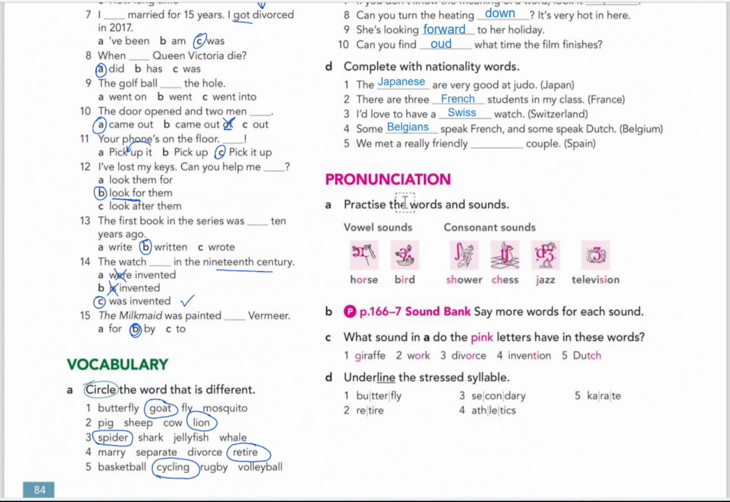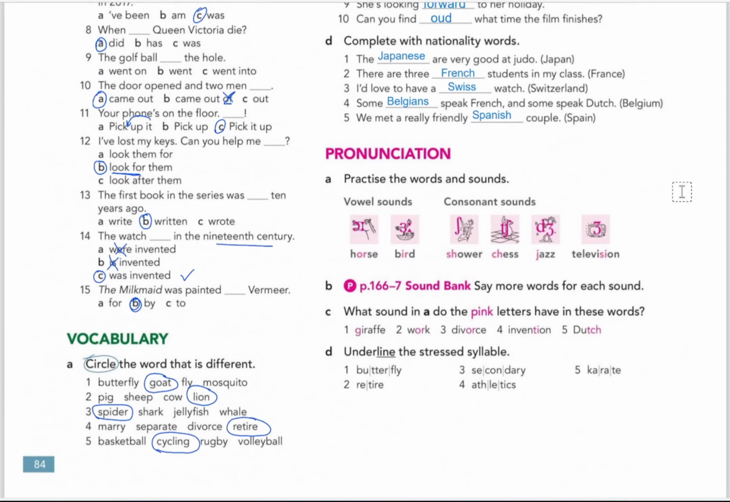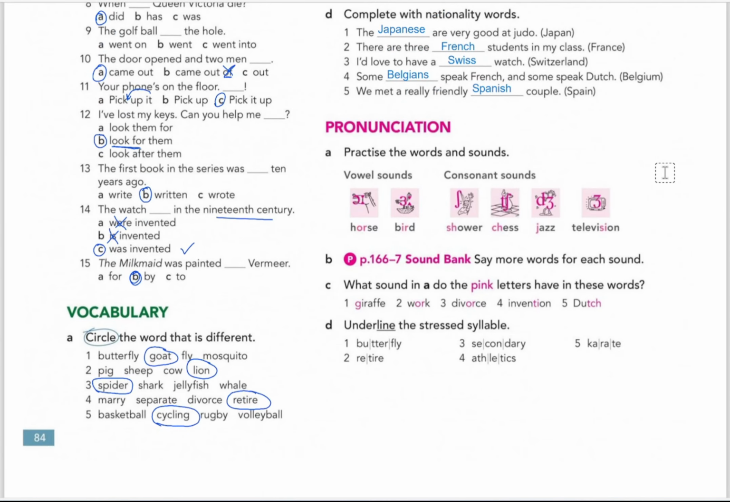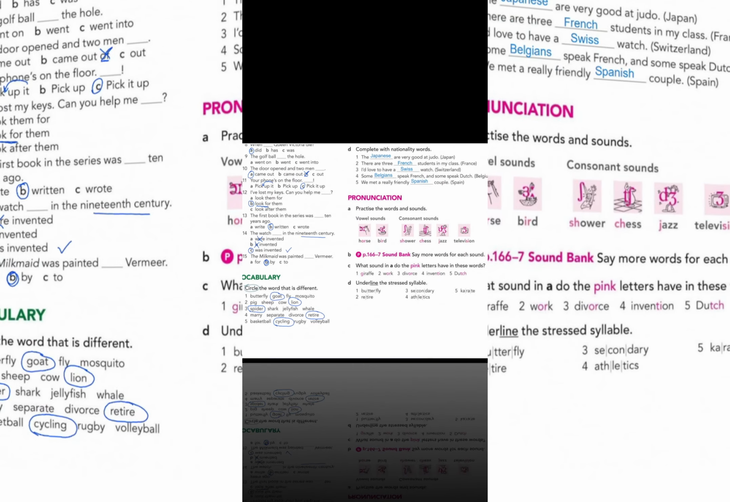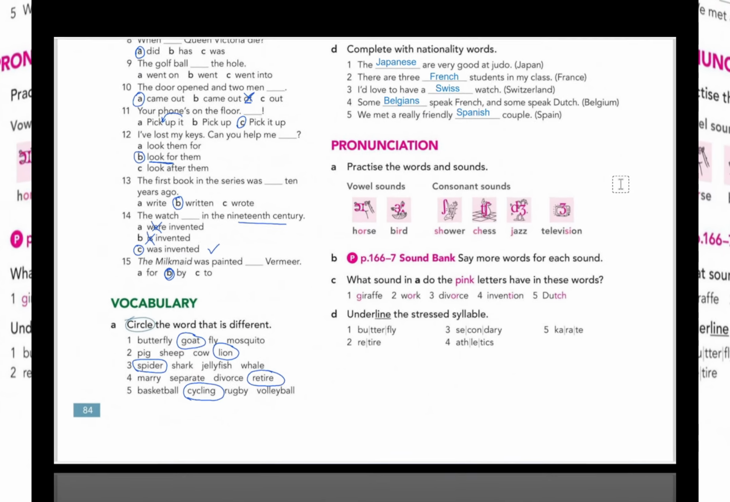Number 5, we met a really friendly Spanish couple. Spanish is the nationality word for Spain. Spanish couple. That's it. Again, as I said, all the first letters of nationality words, J, F, S, B, and S, have to be capital letters, guys. So the last part left for us is pronunciation.